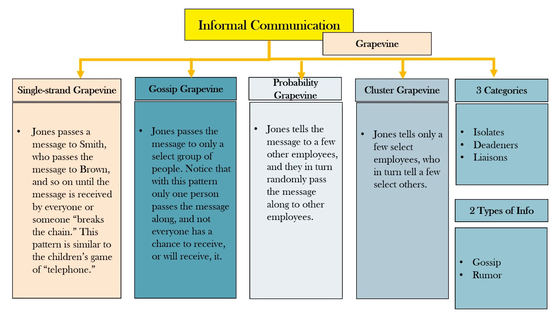So we also have informal communication. So sa informal communication, ang pinaka-key topic here is grapevine. Okay, grapevine. Vine and grapes. Okay, grapevine. We have the single strand grapevine. So for this one, Jones passes a message to Smith, who passes the message to Brown, and so on until the message is received by everyone or someone breaks the chain. This pattern is similar to the children's game of telephone or pass the message. Pwedeng ganon. Okay, basta ipapass ko yung message to other. This is a form of informal communication.